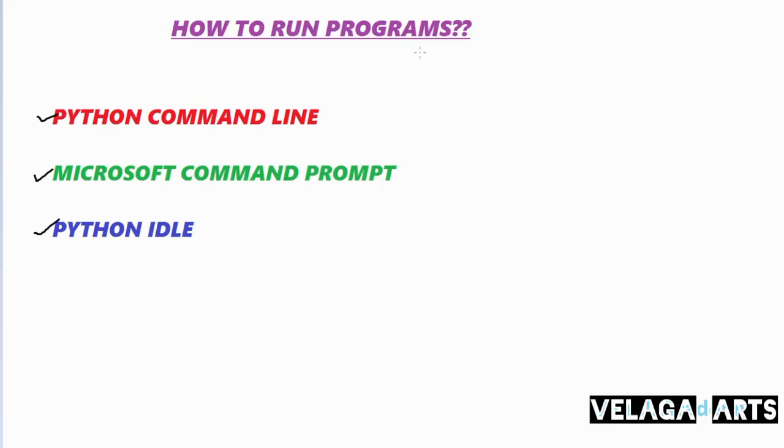About how to run programs in Python programming language. There are three ways. One is using Python command line, second one is using Microsoft command prompt, and third one is using Python IDLE.